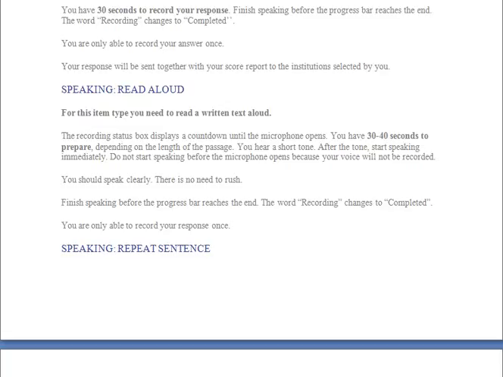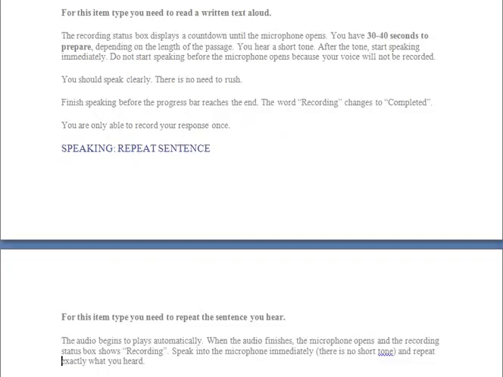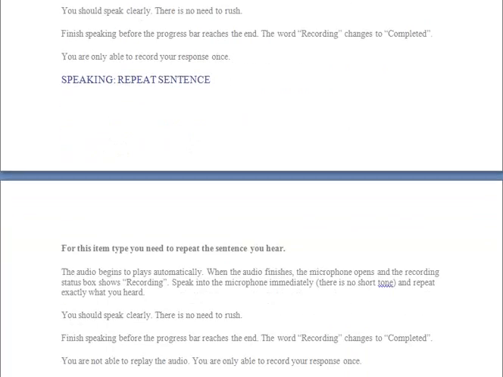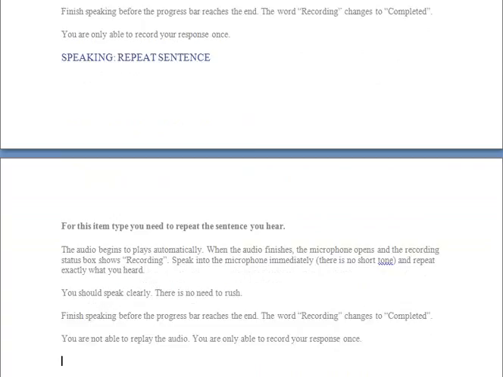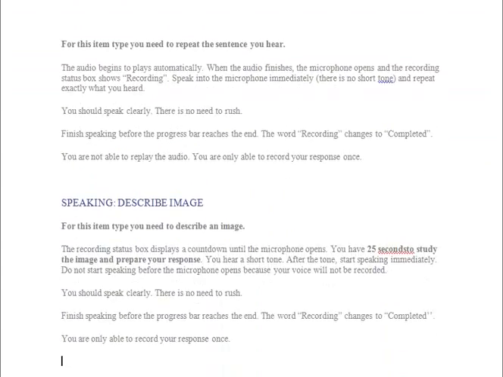One more important thing is you need to start speaking within 3 seconds of the microphone starting. Otherwise, if the microphone doesn't hear any voice, it will shut down and you might not be able to retake the question. So speak clearly and do not rush. Prepare yourself. The second question type is repeat the sentence. For this item type, you need to repeat the sentence you hear. Be careful and do not get distracted by other test takers.